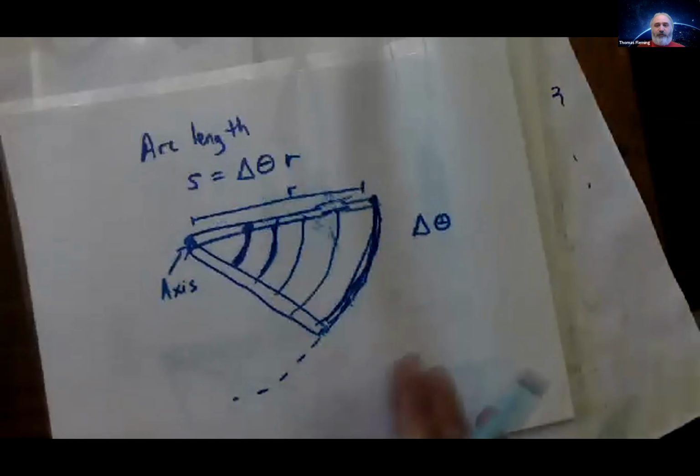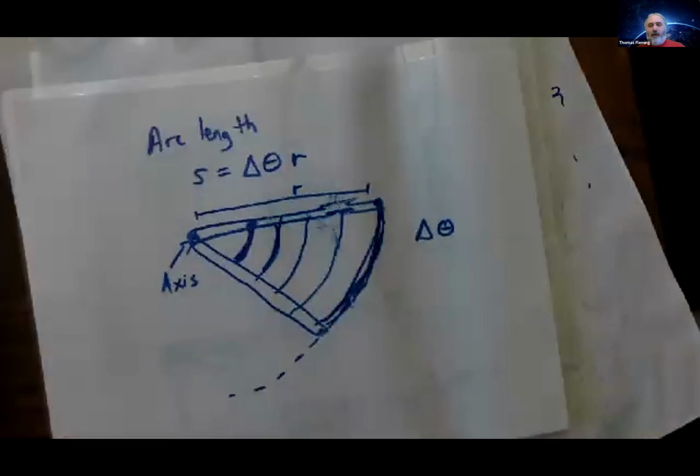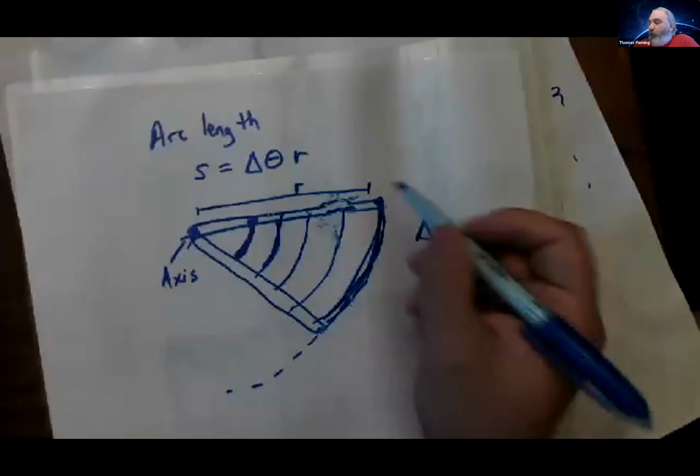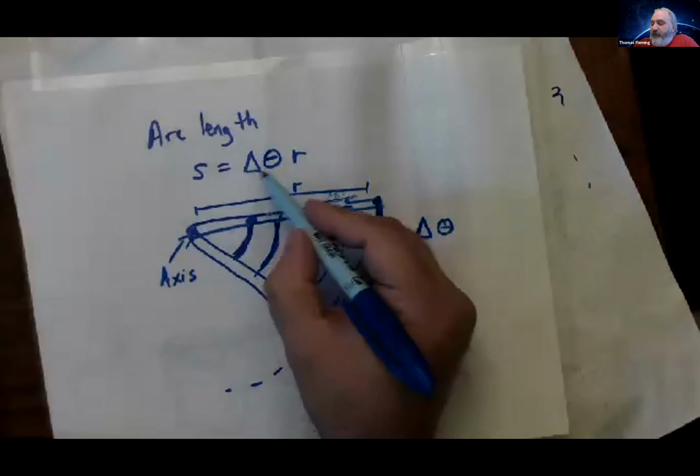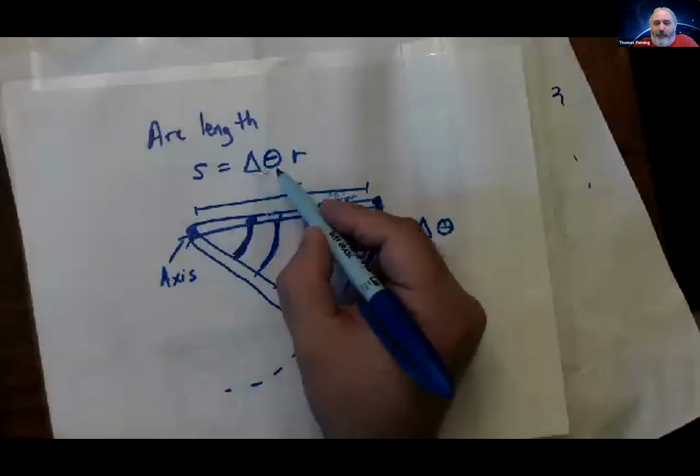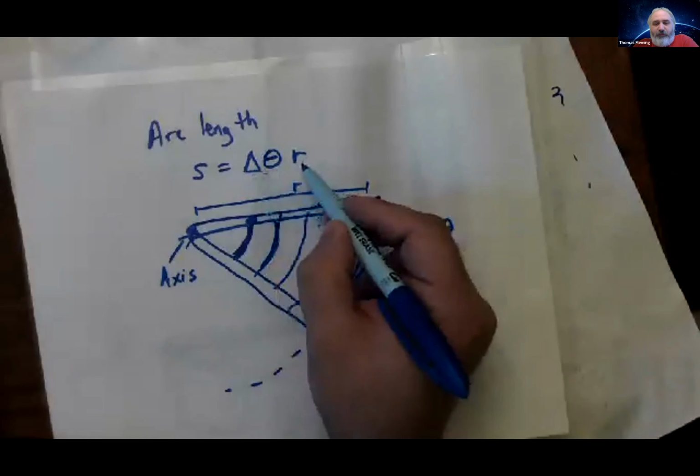formula for circumference. If I only went halfway around the circle, then I wouldn't be going 2 pi radians around. I'd be going pi radians around. So pi times r would be the arc length of half a circle. So to get the arc length of any portion of a circle, I just multiply by the angular displacement of that portion of the circle times the radius of the circle.